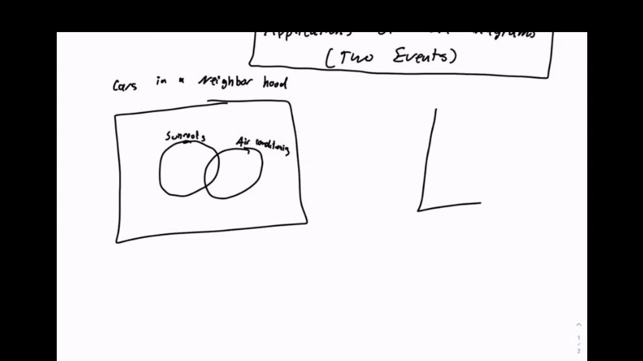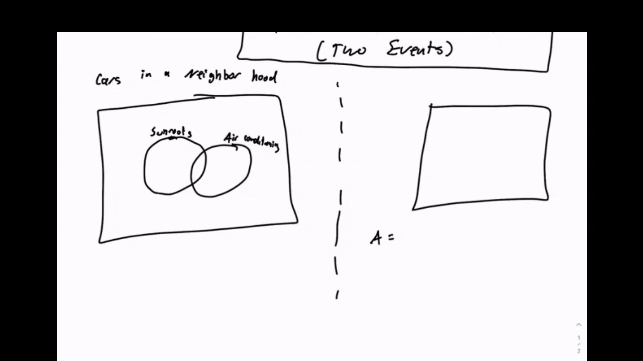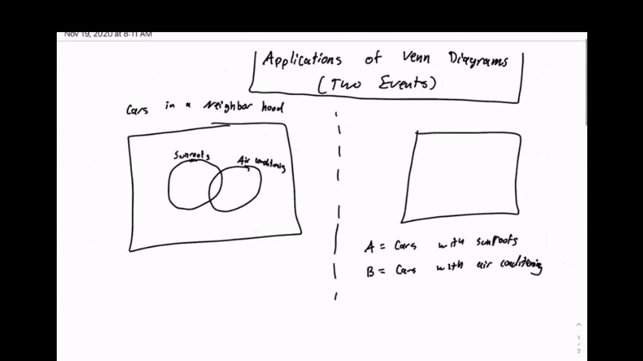Similarly, I could have also just defined A as cars with sunroofs and B to be cars with air conditioning. Okay. And we have A and B. I want to note that that's still referring to those circles.